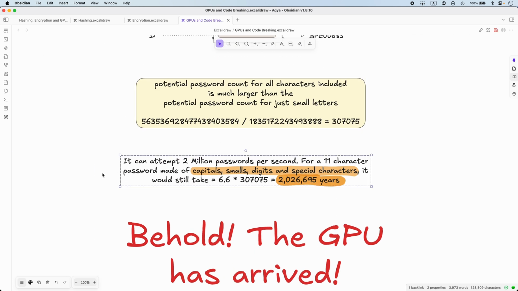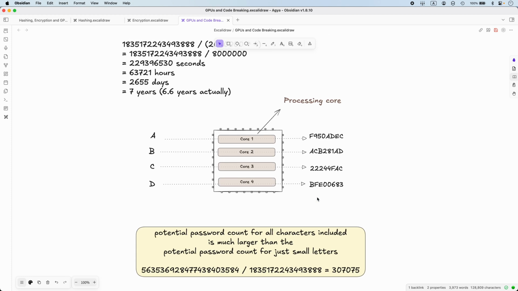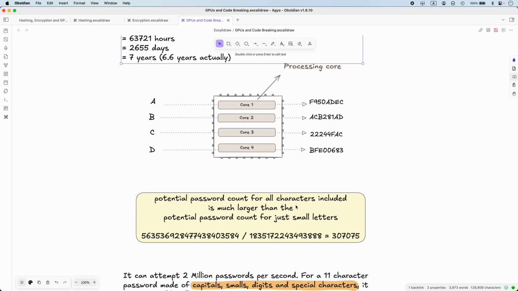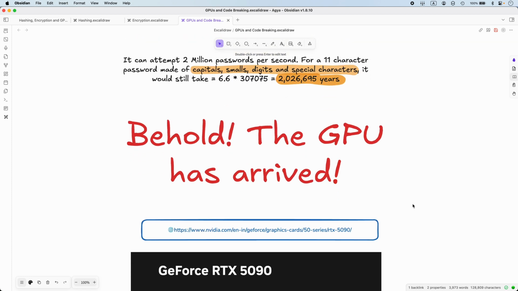So even if you can attempt 2 million passwords per second for an 11 character password made of capital, small, digits, and special characters, it will still take 2 million years. I'm talking about a 4-core processor. Lovely. And now we are going to talk about why GPU crushes those numbers.